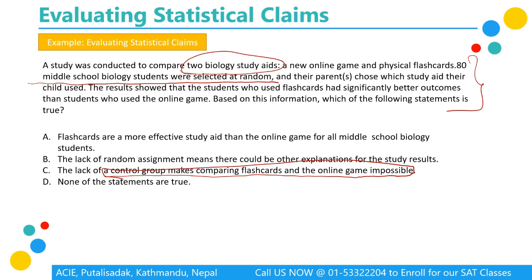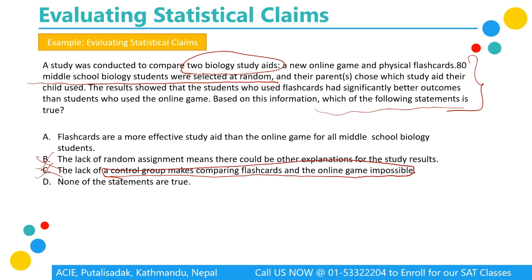One important thing that I've mentioned even in our reading and writing section of the SAT is that as long as the data is not in the paragraph itself, it becomes irrelevant. In the same way, this C becomes irrelevant. B. The lack of random assignment means that there could be other explanations for the study results. Again, there could be other explanations, but from what we know, we have to find a correct statement that works with the paragraph itself. And B does not do that.